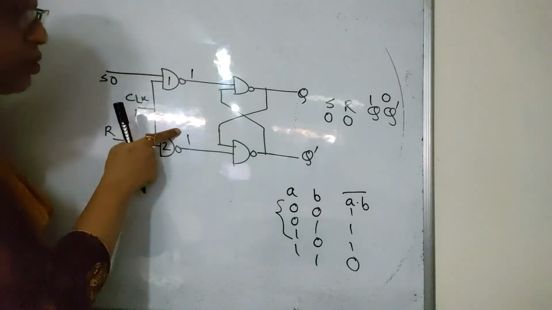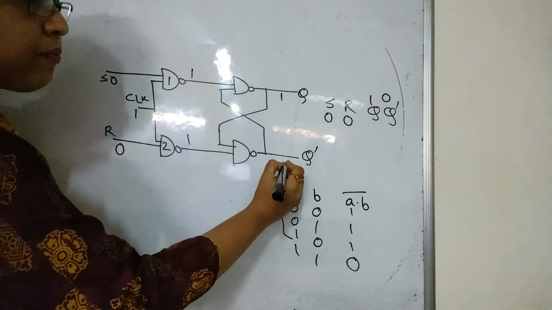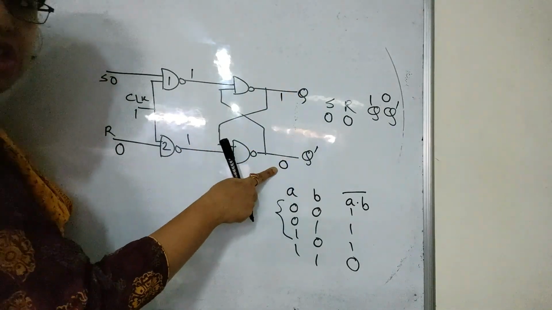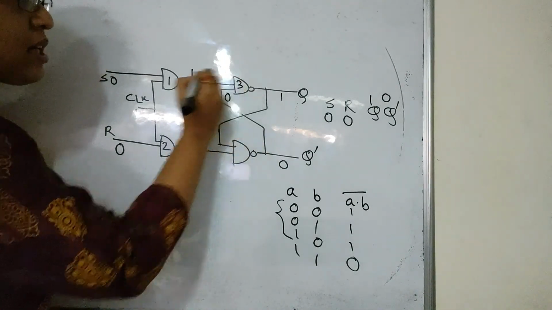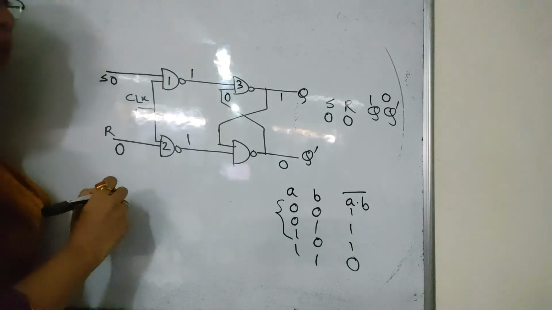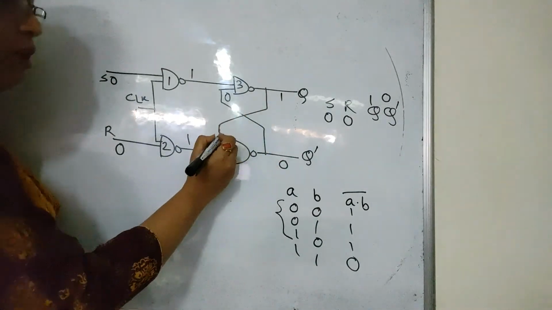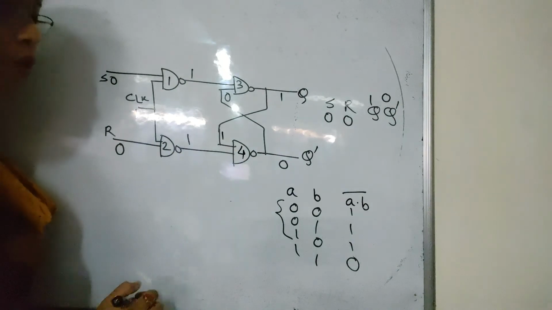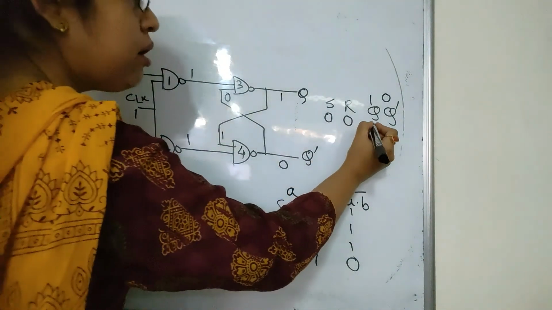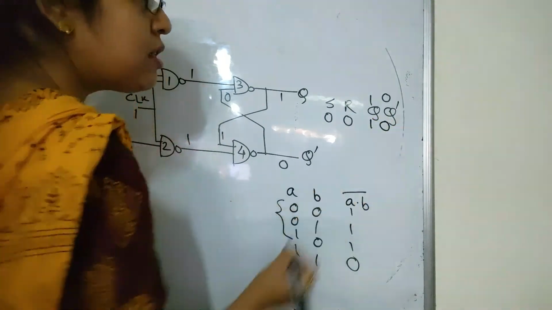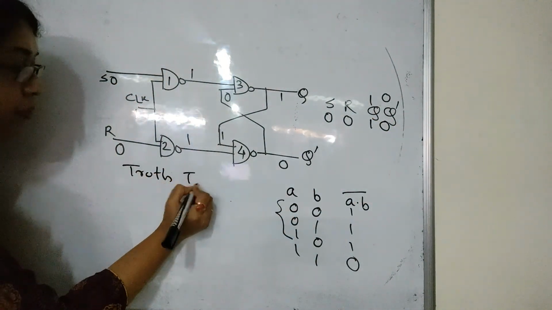None of the inputs are low over here, so we are going to turn to the feedback lines. Feedback lines, Q dash is 0. So 0 is going to be fed back into NAND gate number 3. This NAND gate number 3 is going to give us an output of 1. And this 1, when fed back into NAND gate number 4, is going to give us an output of 0. So Q is 1, Q dash is 0. So you can see, let's construct the truth table along the way.